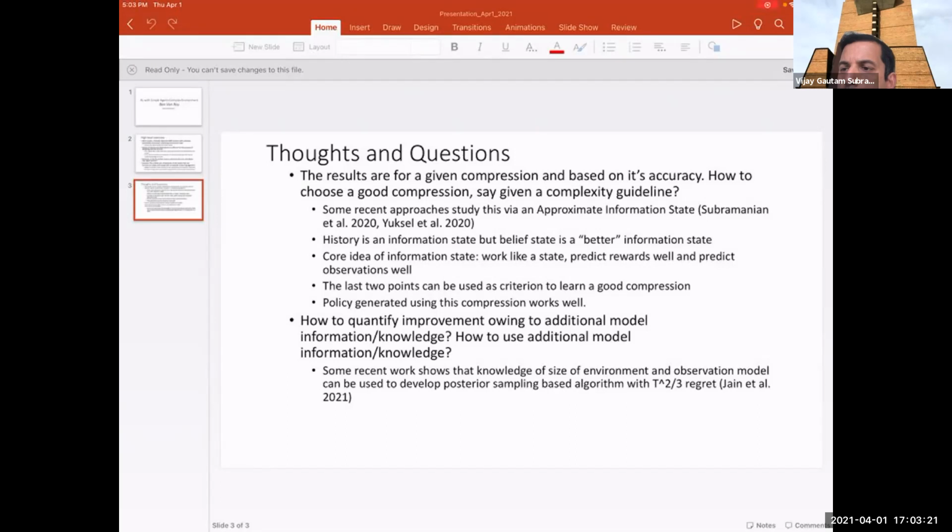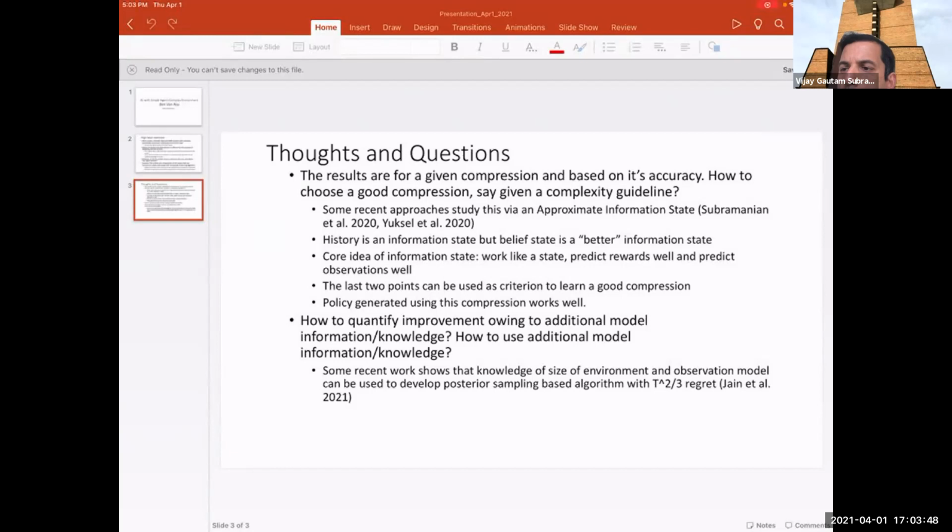They actually know, not just the size, what the environment is, in the sense of what the states are. They don't observe the state, but they know what the states are, and they have the observation model. That is how the noisy observations are produced from the state. And then they can get a posterior sampling-based algorithm with about t^(2/3) regret.